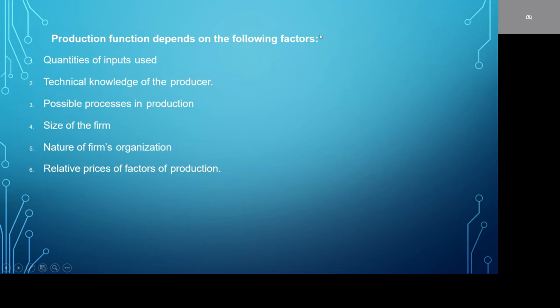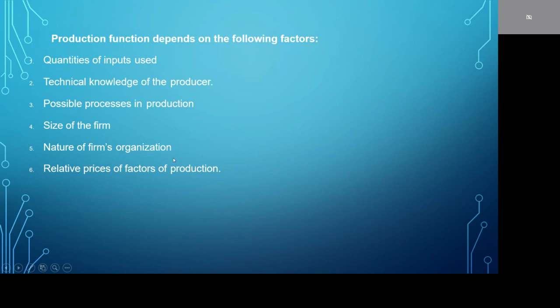Production function depends upon the following factors, or factors affecting the production function. Quantities of the input units. Inputs, as we already know, are seeds, fertilizers, manures, plant protection chemicals, etc. Technical knowledge of the producer. In agriculture, many intercultural operations are there: weeding, irrigation, fertilizer application, land preparation, etc. For that we need technical knowledge. Possible processes in the production. What is the size of the product? Small size, medium size or large size.